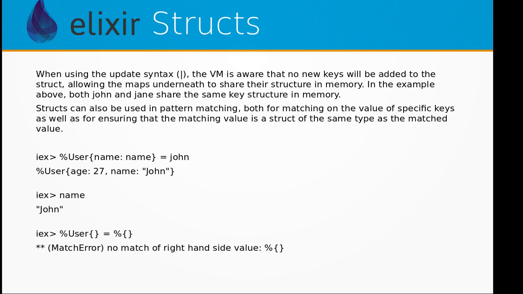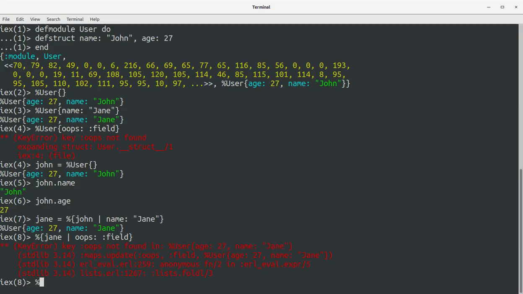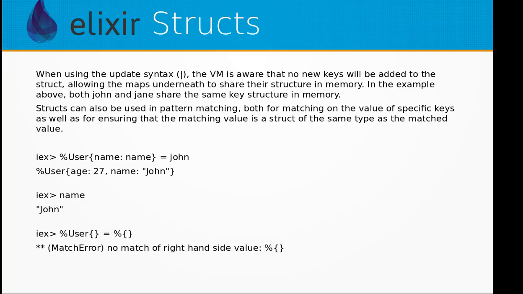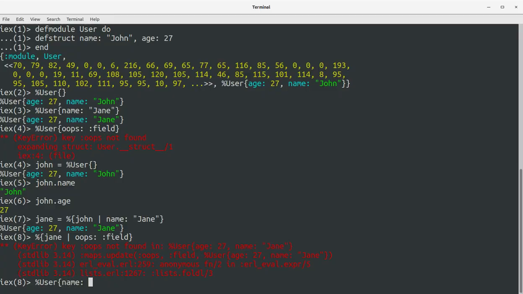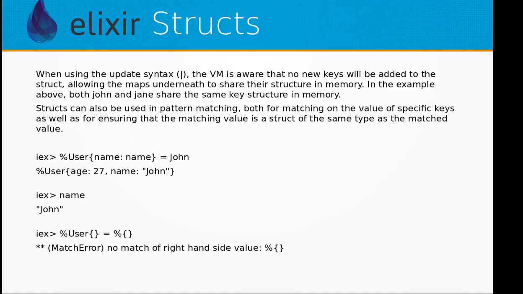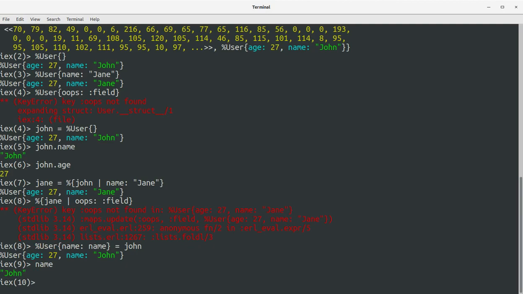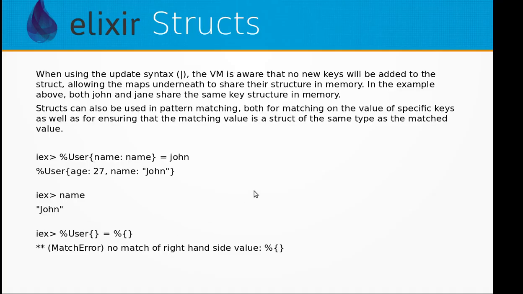Structs can also be used in pattern matching, both for matching on the value of specific keys as well as for ensuring that the matching value is a struct of the same type as the matched value. So let's use a struct and name colon name equals John. Okay, now if I say name, I'll get John because name has now mapped with John.